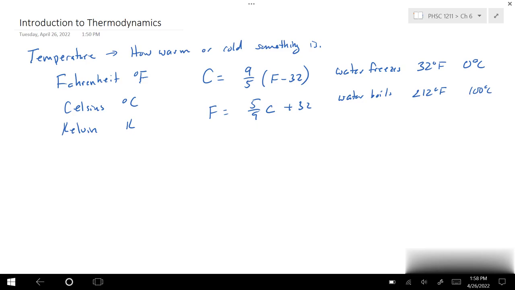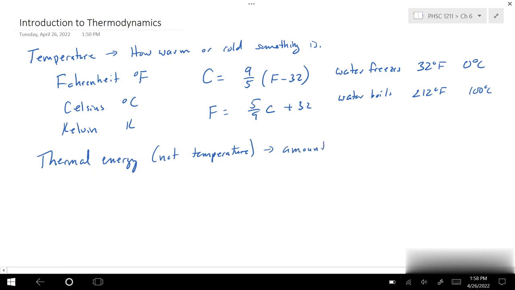So let's go back to this temperature thing. Temperature is not a measure of how it feels. I want to talk about thermal energy. Thermal energy is not temperature. This is the amount of kinetic energy the object has. So like the atoms, basically, how active are the atoms? If they're not very active, like ice, it's going to have low thermal energy. If it's very active, like boiling water, it's greater.